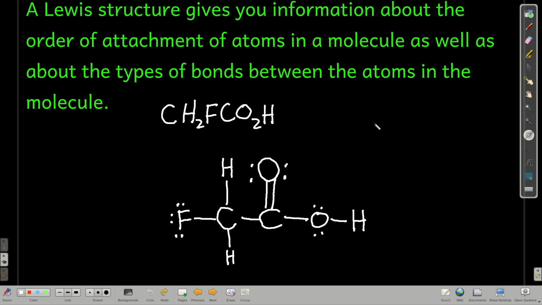Well, it gives you some information about the molecule that you don't get from just looking at the formula. For example, this molecule right here. It tells you there are 2 carbon atoms, 3 hydrogens, and so on and so forth. But the Lewis structure looks like this. It tells you that there's a carbon atom that has single bonds to a fluorine and 2 hydrogens and another carbon, which has a double bond to an oxygen, and so on. It gives you more information.